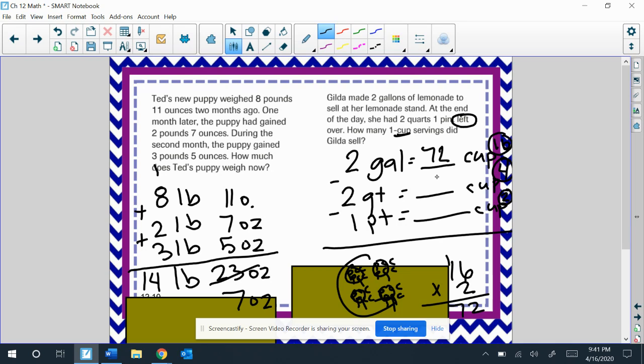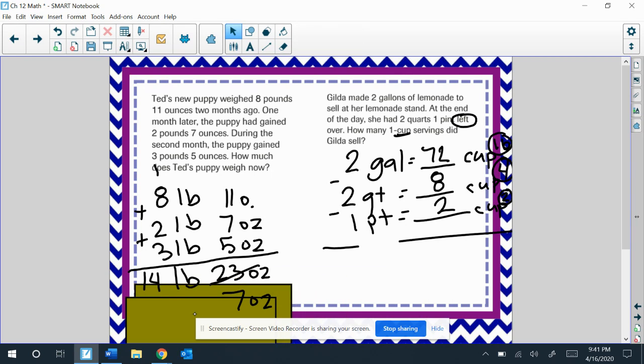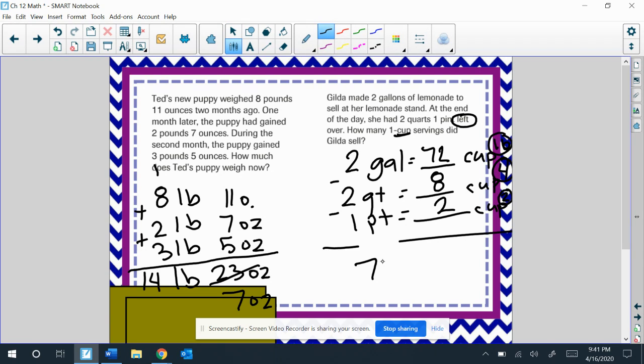2 times 4 is 8. 1 times 2 is 2. Well, I now can subtract these, giving myself more space. 32 subtract 8. This is me regrouping.